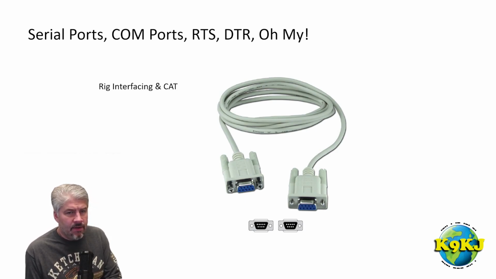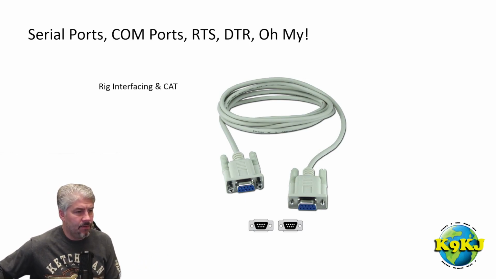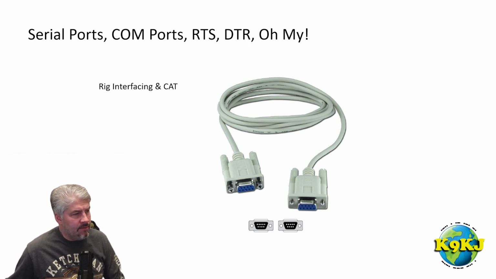So this thing called CAT, I think it was pioneered by Yaesu. It's called Computer Aided Transceiver, and the commands that go through the serial cable are mutually understandable by the radio and the computer, especially the logging programs, stuff like that. But that's all great and everything.